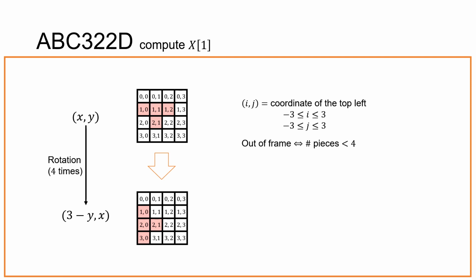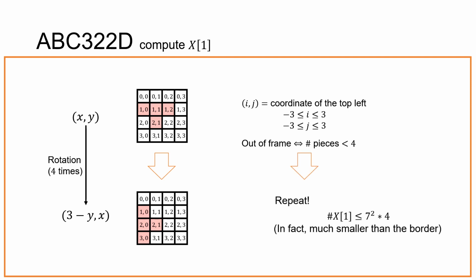So that's all about the translations. Then how about the rotations? This is also easy with the 2D-dimensional representation. A 90-degree rotation can be represented as (minus y, comma x). Then we just repeat the process of translations for the direction of the polyomino. After rotating 4 times, the total process of computing x of 1 will be done.